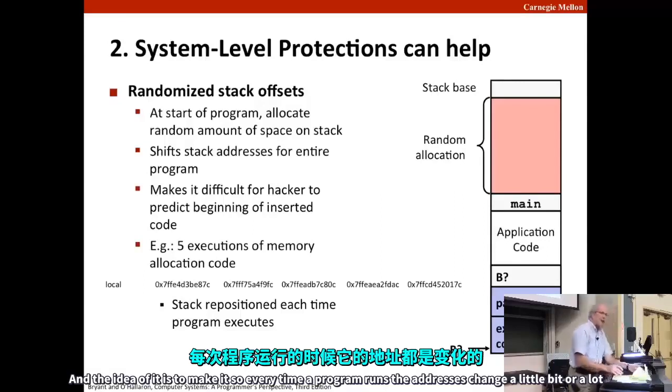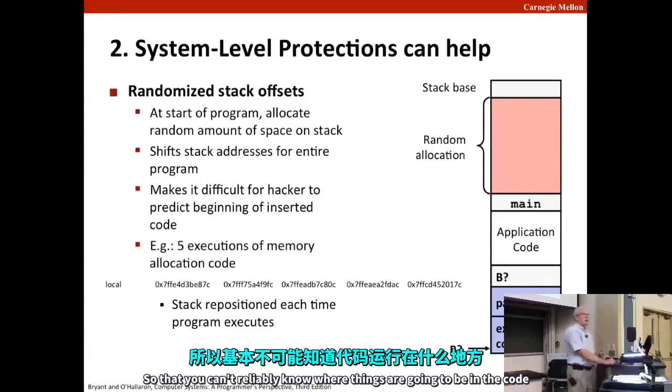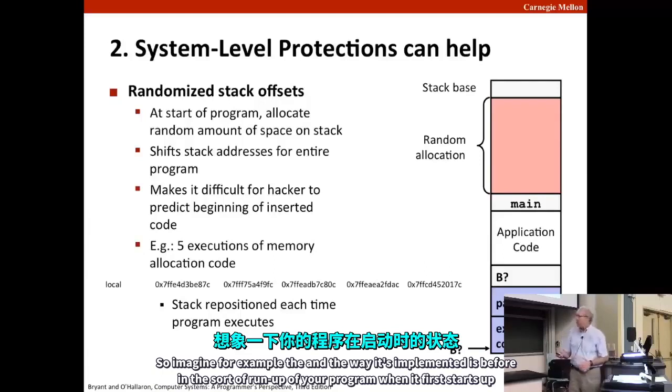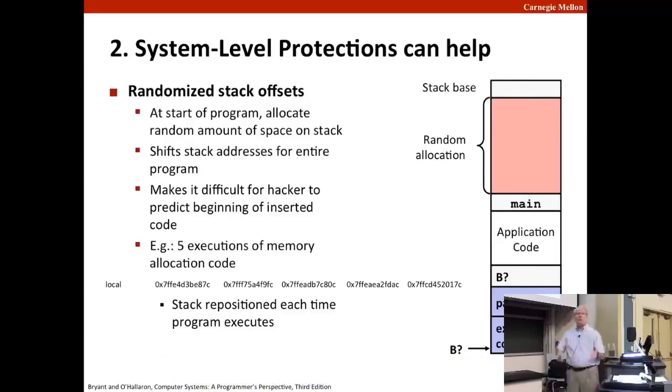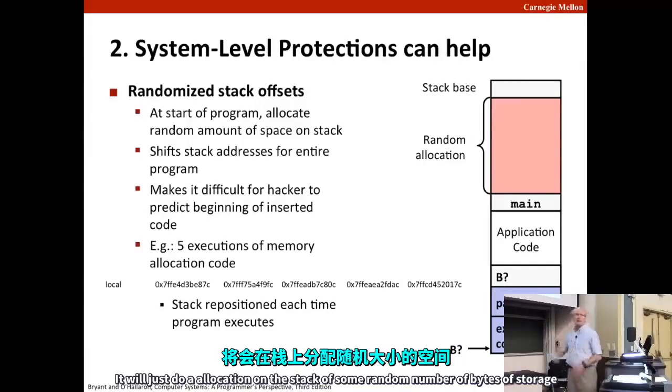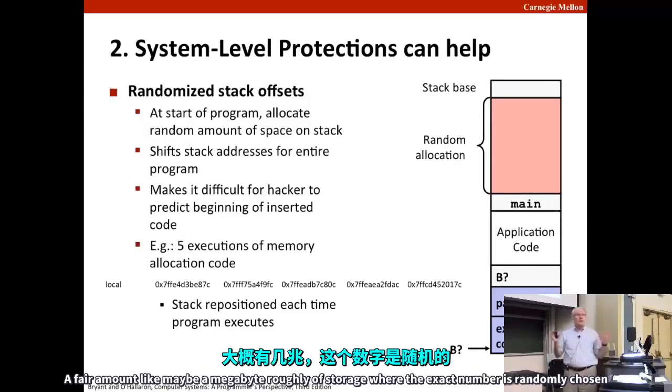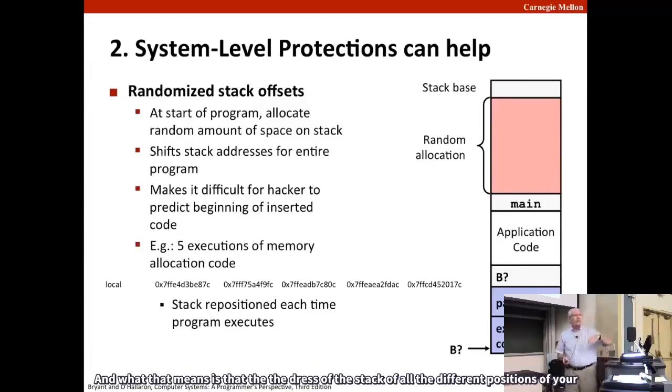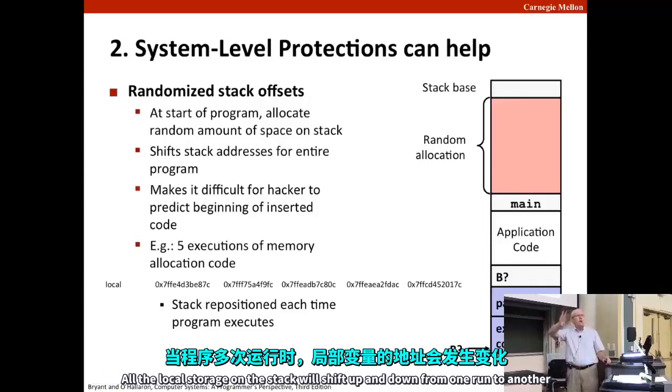And the idea of it is to make it so every time a program runs, the addresses change a little bit or a lot, so that you can't reliably know where things are going to be in the code. So imagine, for example, the way it's implemented is before your main routine gets called, in the run-up when your program first starts up, it will just do an allocation on the stack of some random number of bytes of storage, a fair amount, like maybe a megabyte roughly, where the exact number is randomly chosen. And what that means is that the address of all the different positions of all the local storage on the stack will shift up and down from one run to another.